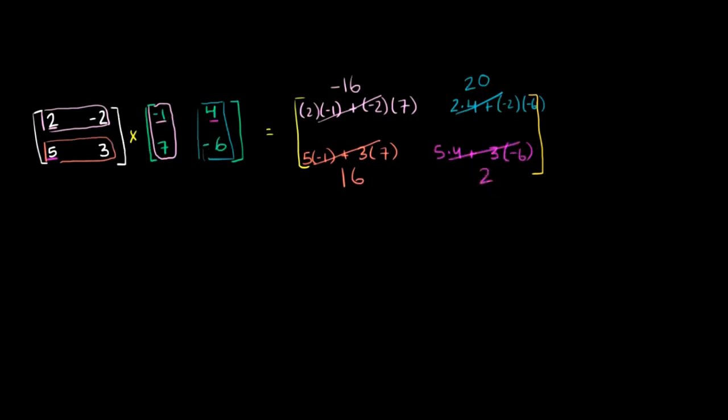So the product of these two matrices, we deserve a little bit of a drum roll at this point. When we multiply this 2 by 2 matrix times this 2 by 2 matrix, we are going to get negative 16, 20, 16, and 2. And we are done. Hope you were paying attention there.